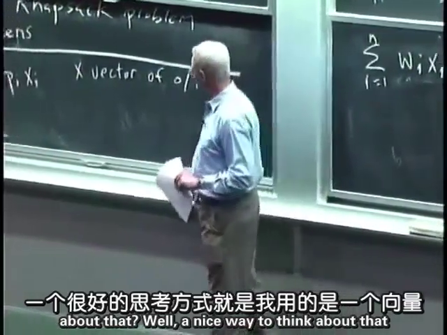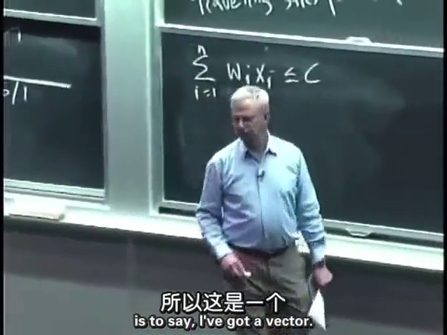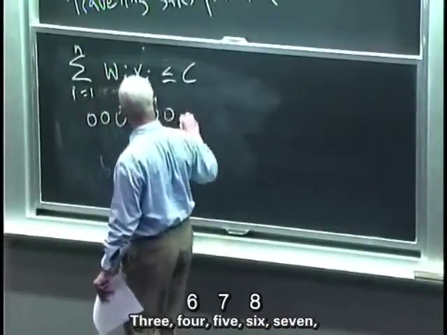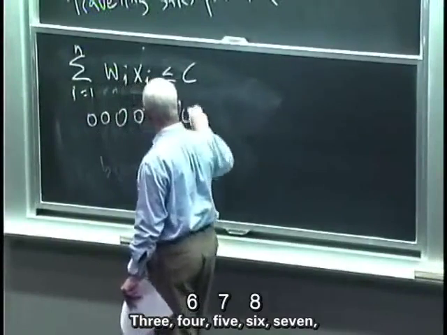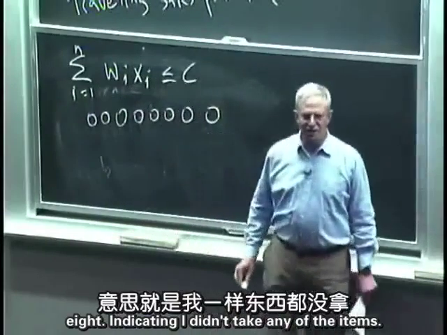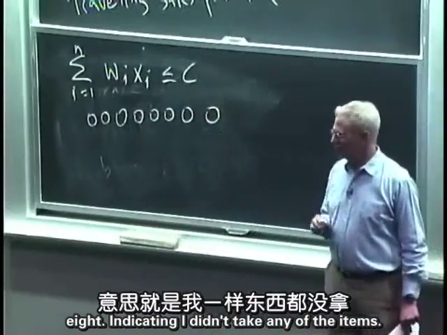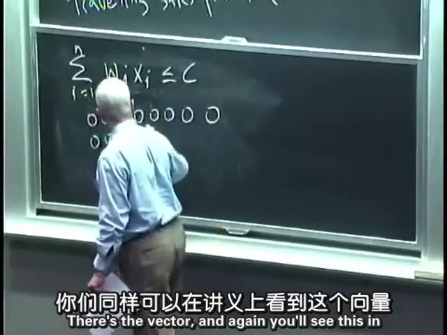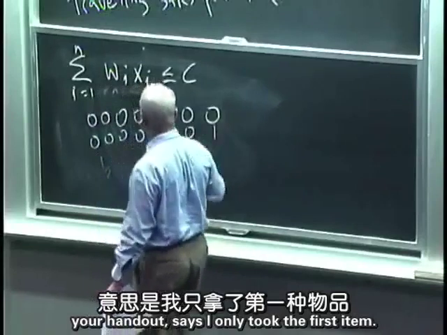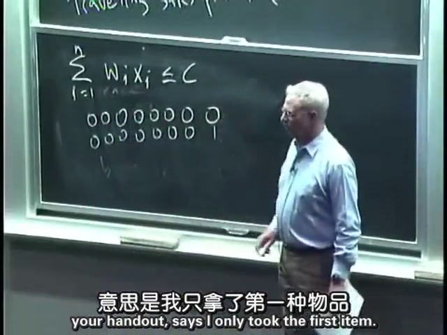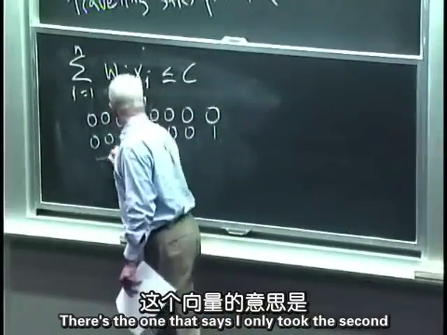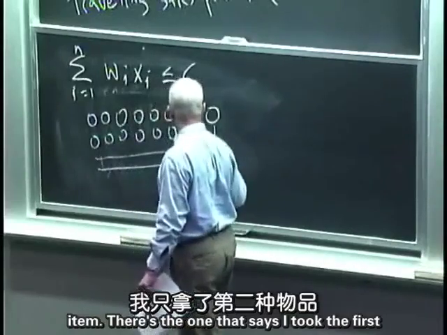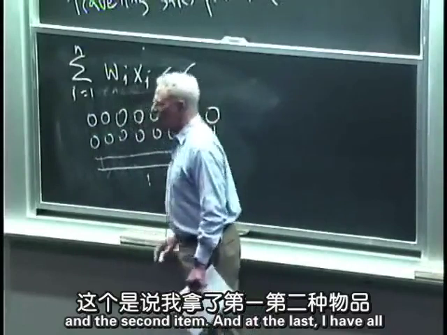A nice way to think about that is to say I've got a vector. So there's the vector with 8 zeros in it, 1, 2, 3, 4, 5, 6, 7, 8, indicating I didn't take any of the items. There's the vector, and again, you'll see this in your handout, that says I only took the first item. There's the one that says I only took the second item. There's the one that says I took the first and the second item. And at the last, I have all ones.